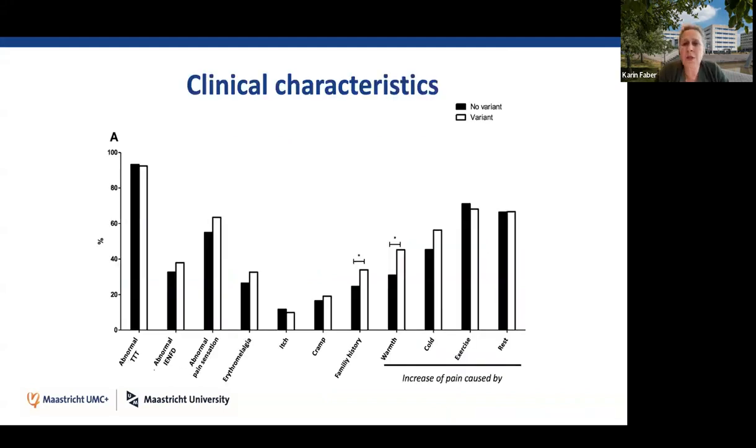One of the questions, of course, is whether patients harboring voltage-gated sodium channel variants have a specific phenotype. We have compared this for several clinical characteristics, such as quantitative sensory testing, nerve fiber density, abnormalities at neurological examination, complaints, but also several questionnaires, such as the small fiber neuropathy symptom inventory questionnaire and a neuropathic pain scale. And as you can see here, only erythromelalgia-like symptoms and warmth-induced pain were significantly more common in patients harboring voltage-gated sodium channel variants.